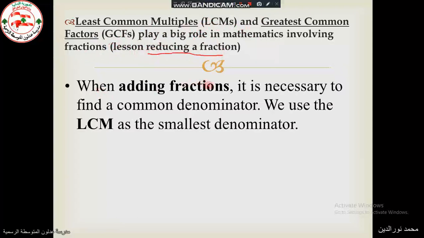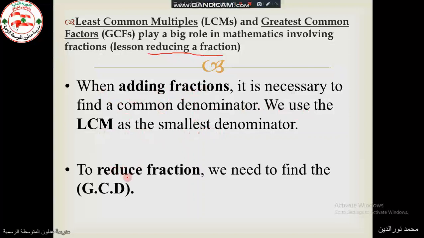When adding fractions, it's necessary to find the common denominator. We use the LCM as a smallest common denominator. فإذا بنستعمل LCM لما نكون عم نجمع fractions أو عم نطرح fractions. أما إذا بدي أعمل reduce للفراكشن by one step فإذا لازم نقسم both terms اللي هن numerator وال denominator على GCD.